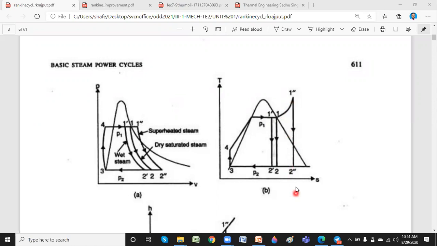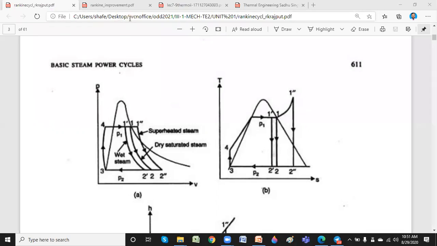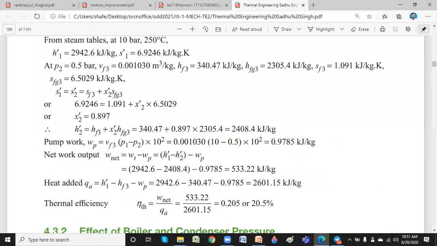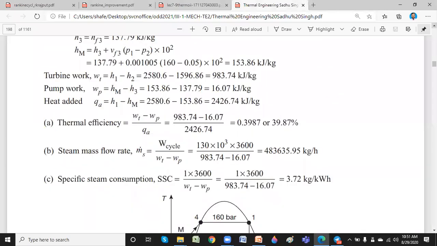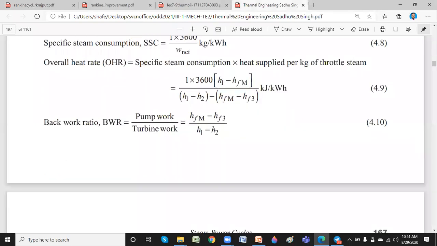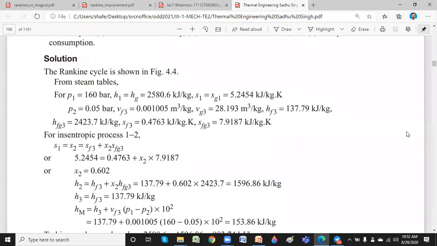Right. Now, one more problem, I'll just take it for you, then you can understand even better. So this is the problem, a complete problem. A very good example from one of the textbooks. Now you see here.